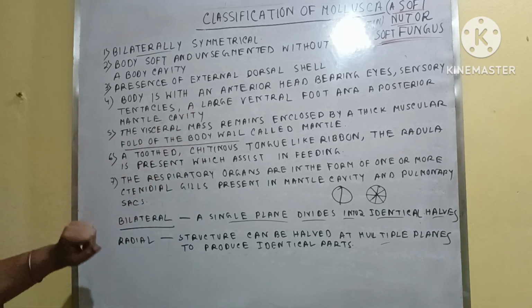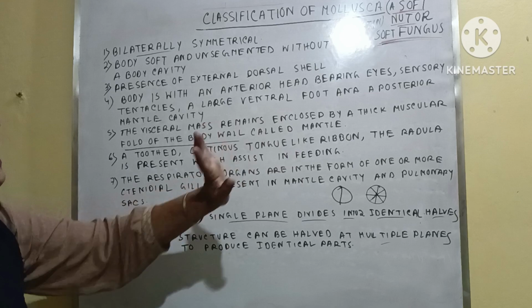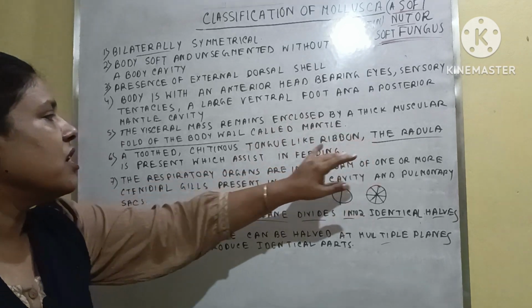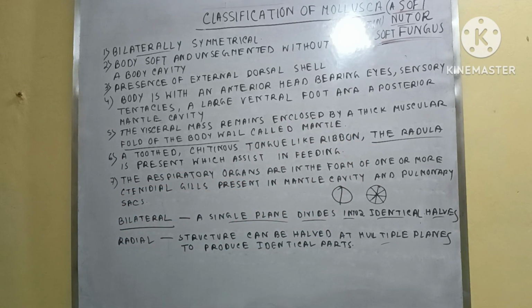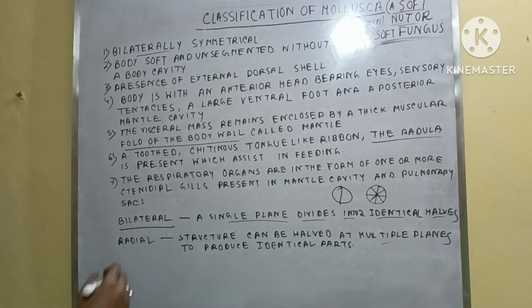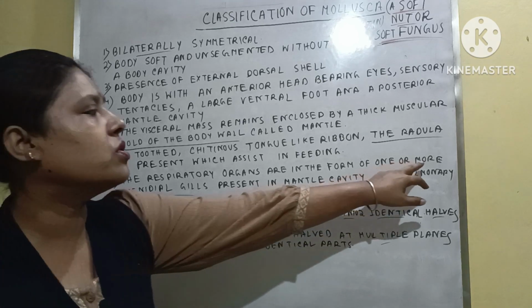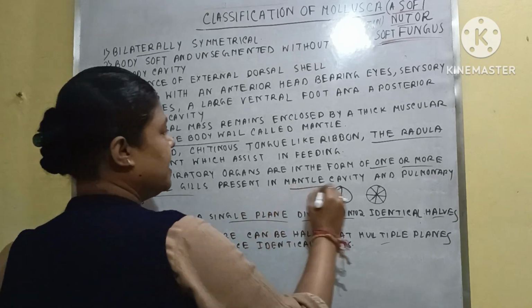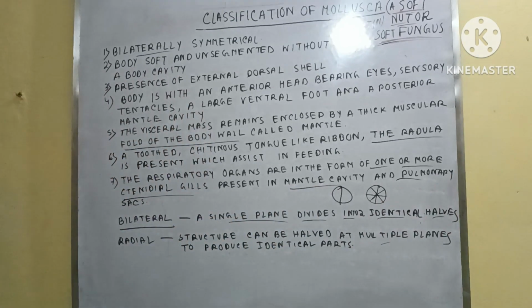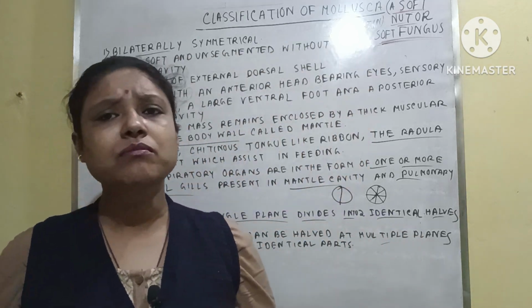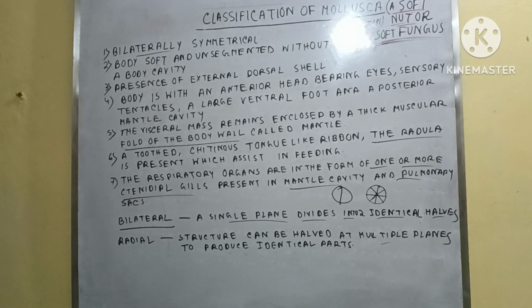Clear? Next one is the toothed chitinous tongue-like ribbon called the radula, which helps them in feeding. Clear? Next, seventh, the last point: the respiratory organ is the ctenidial gills. Maybe one or more ctenidial gills are present in the mantle cavity, and pulmonary sacs. Clear? So these are the external features of the phylum Mollusca. Next, we will learn about the class features and the subclass features.